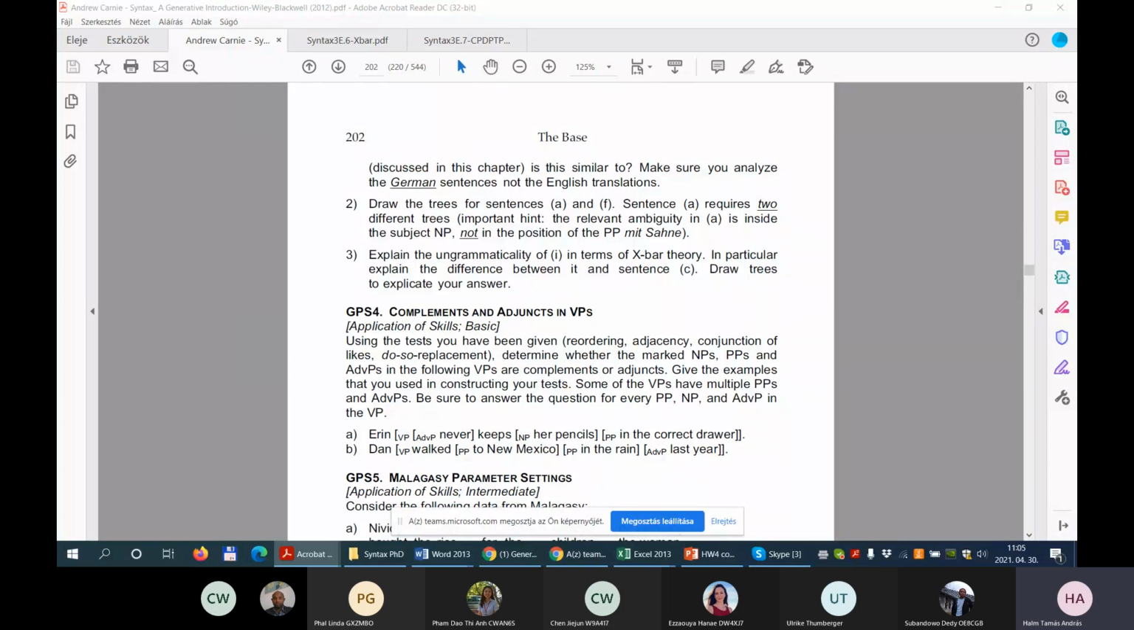Compare it with trying to drop her pencils. Erin never keeps in the correct drawer. That's pretty bad. So I think this test, whether it's optional or not, actually shows that never is an adjunct, and her pencils is a complement. But let's hear from Hannah. Hannah, you wanted to say something too?